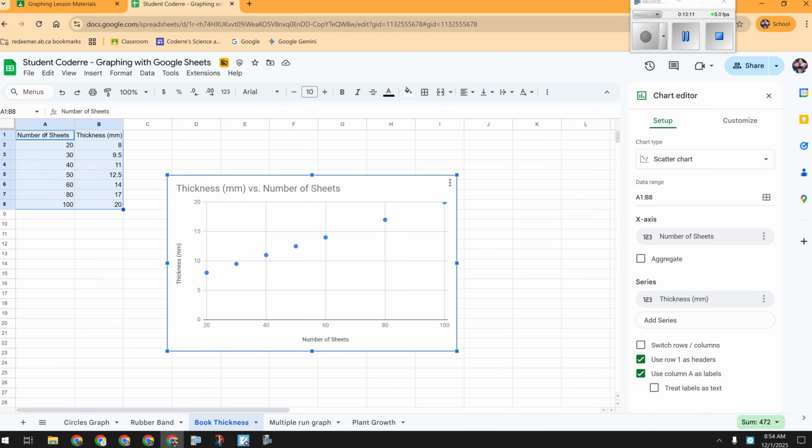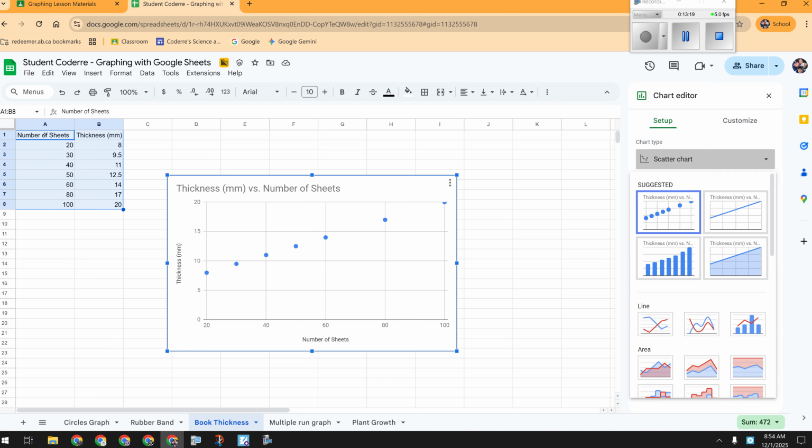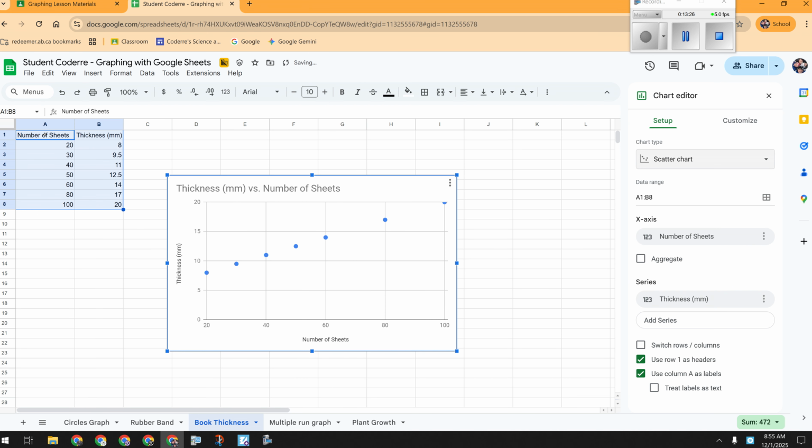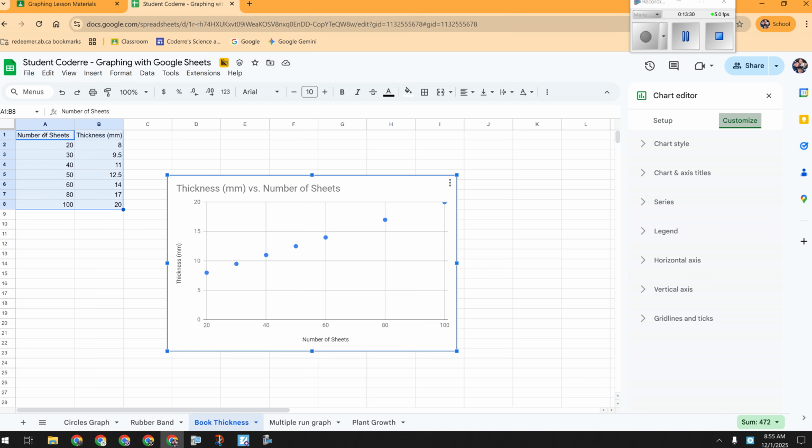Okay, so right now we've got the graph that we want. It is a scatter chart. If it ever picks the wrong one, you just click up here where it says chart type, and you can pick a whole bunch of different graphs. This is what we want, so we're just going to stick with that. And we're going to go to Customize. So if everyone can click on the Customize tab there. This is where you can edit all the parts of your graph.